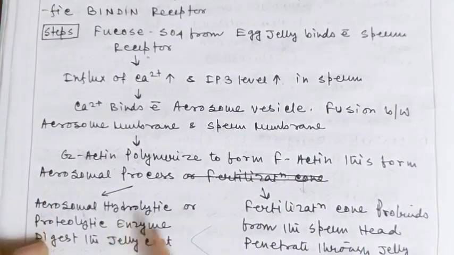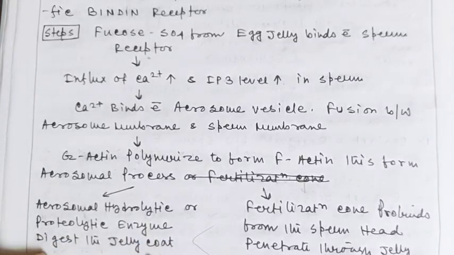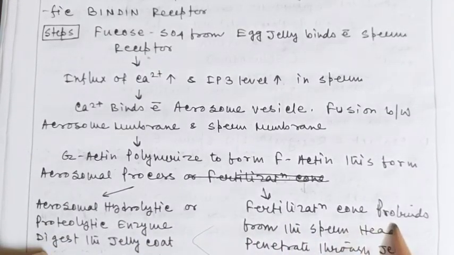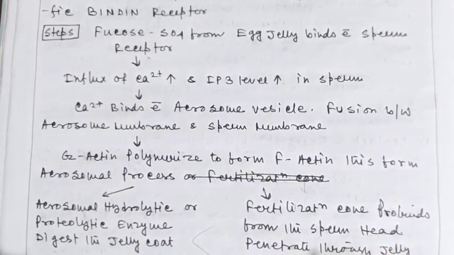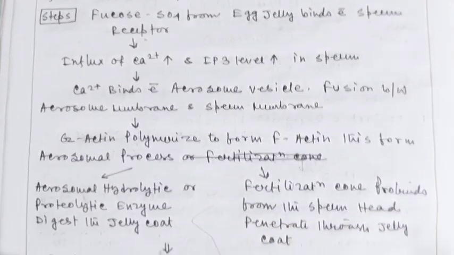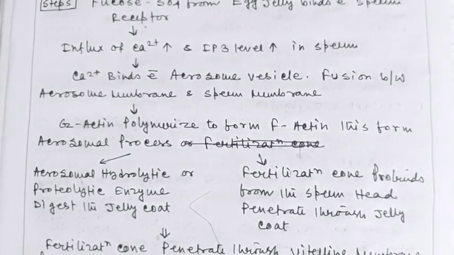The acrosomal hydrolytic or proteolytic enzyme digests the jelly coat, and the fertilization cone protrudes from the sperm head and penetrates through the egg jelly coat. The fertilization cone penetrates through the vitelline membrane due to the digestion by the acrosomal enzyme, and ultimately binds with the bindin receptor in the egg membrane.